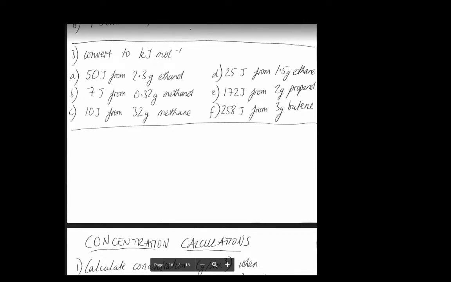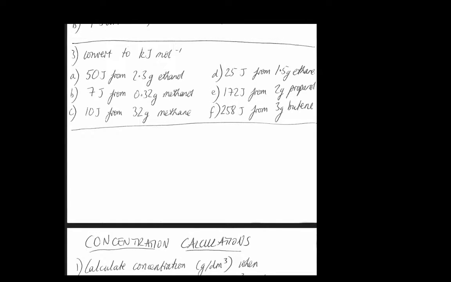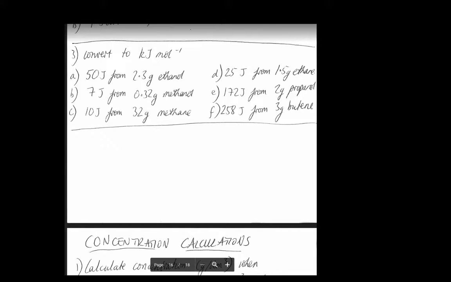Okay, now this is the one that some of you have been struggling with. And this is the kind of thing that you get at the end of, for example, a calorimetry calculation, where you say you've burnt 2.3 grams of ethanol and you've done your Q equals mc delta T calculation and you found that it releases 50 joules of energy. But that tells you it's 50 joules of energy.